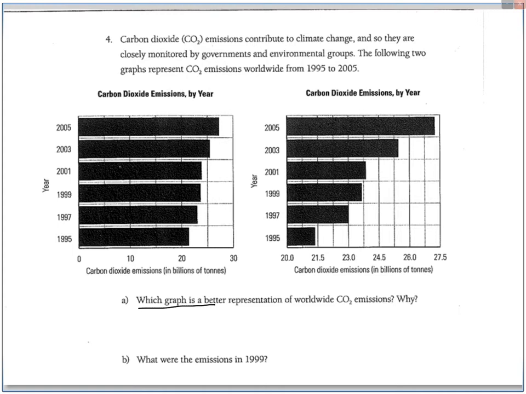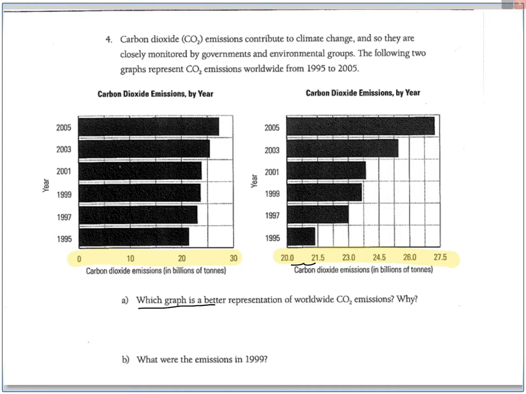Zoomed in on which axis? The x. Good. So this one goes from 0 to 30 with increments of 5. This one goes from 20 to 28 with increments of 0.75, because every 2 is 1.5, right? So half of 1.5.